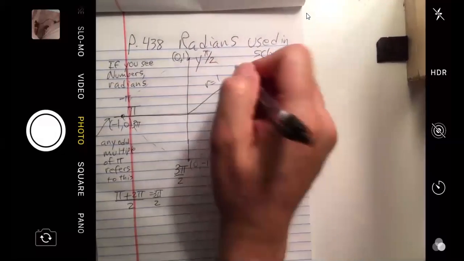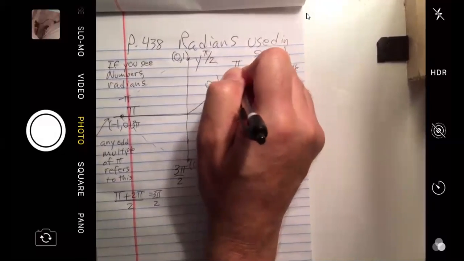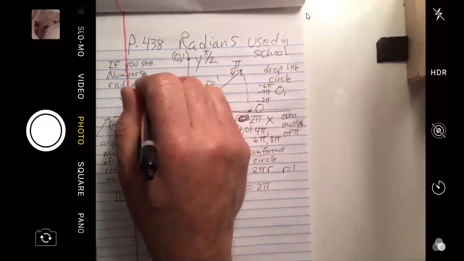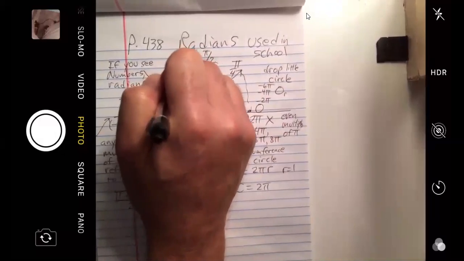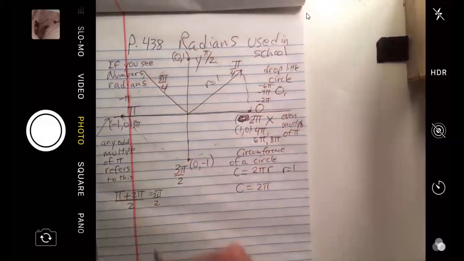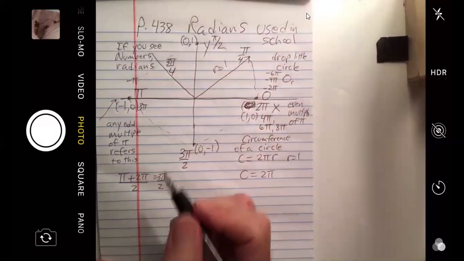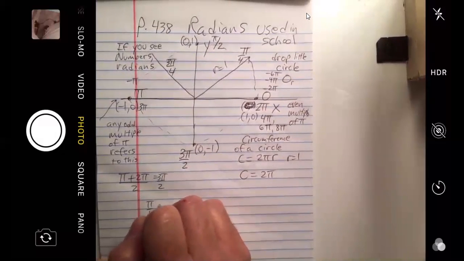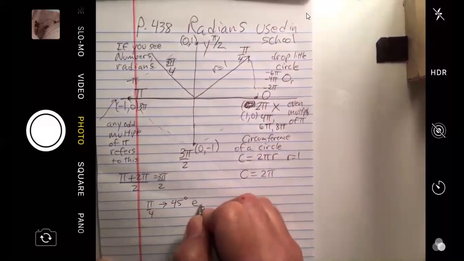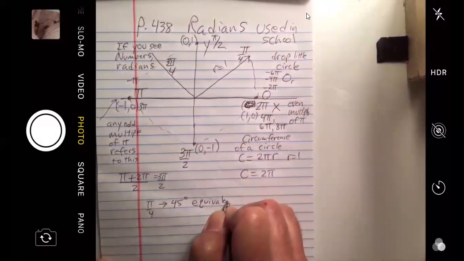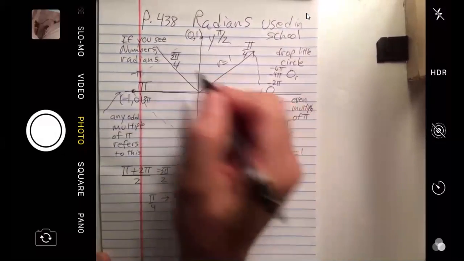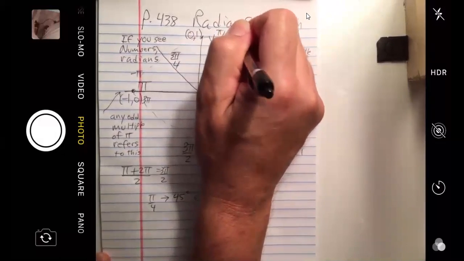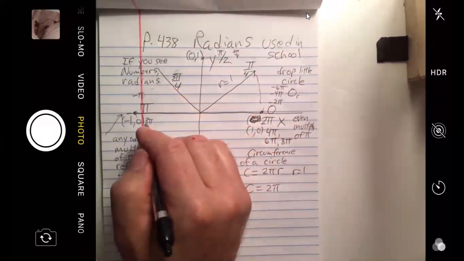Half of this, halfway up, is pi over 4. Three pi over 4. You want to go halfway there. It's in effect 45. Pi over 4 is a 45-degree equivalent. You can count around: 1 pi over 4, this would be 2 pi over 4, you'd be at 3 pi over 4 here and 4 pi over 4.